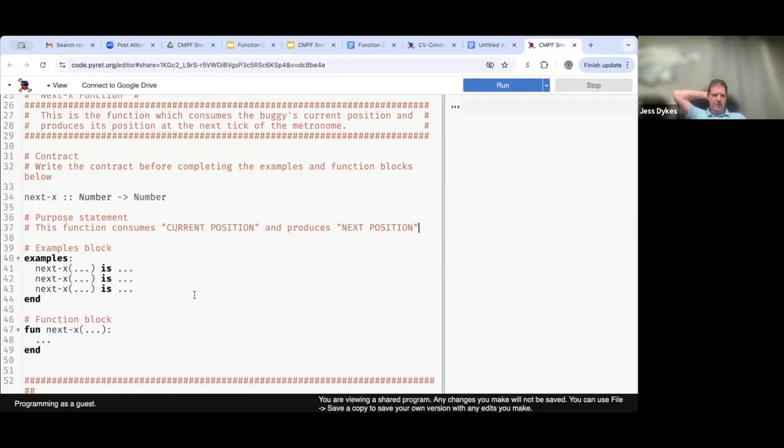Don't tell Ben I'm doing that in quotes and capitals. Purpose statements are for the human and not the program. So I know, but, you know, syntax.